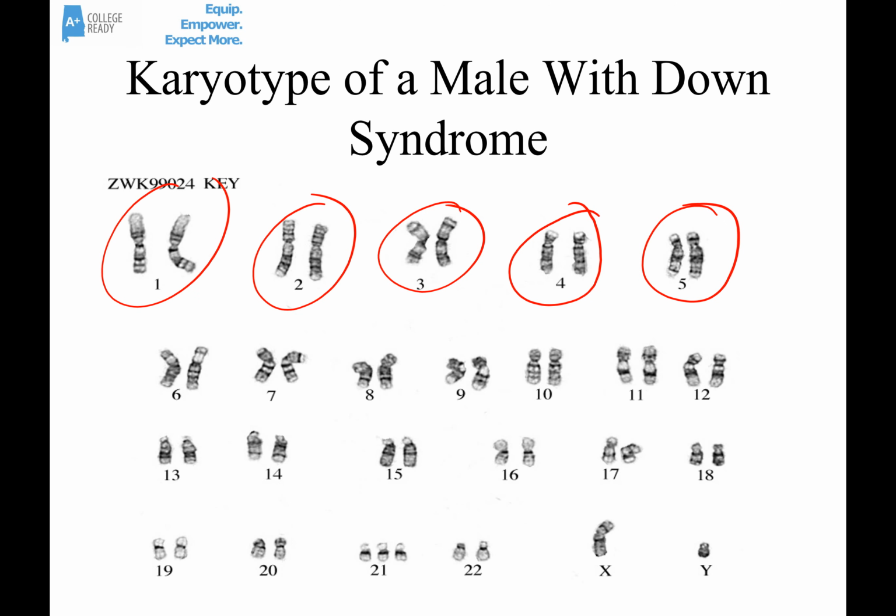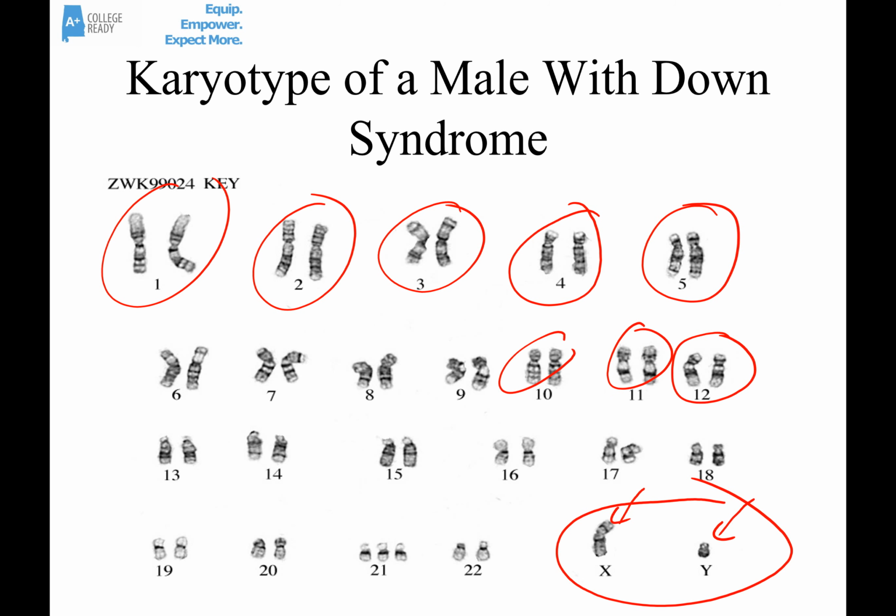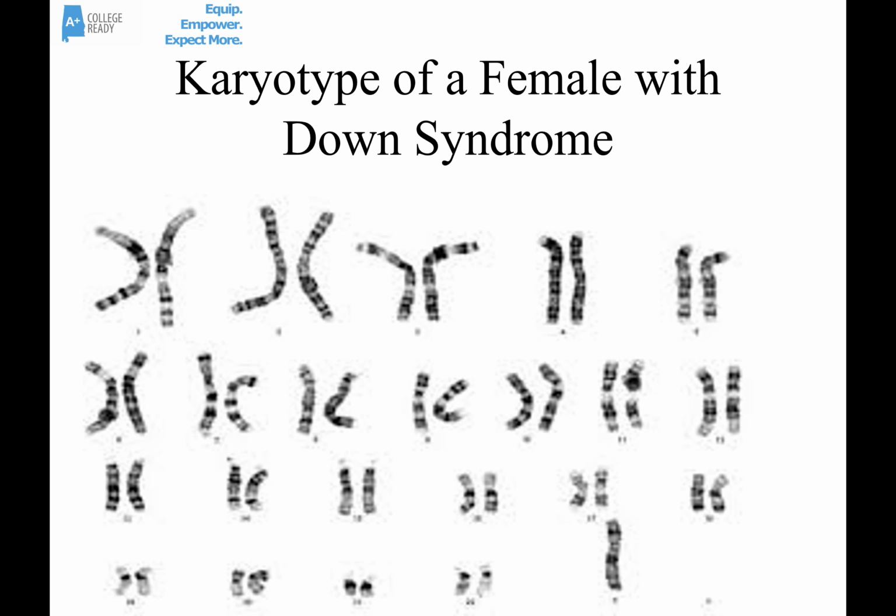Here's a karyotype for a male with Down syndrome. We know it's a male because in pair 23, there's a single X and a single Y. This person we know has Down syndrome because for all the pairs, there are 2 copies, except for pair 21, where we have 3. So this is Down syndrome or trisomy 21.